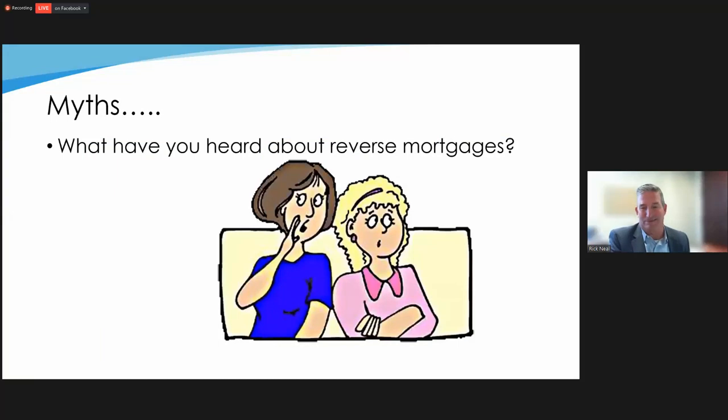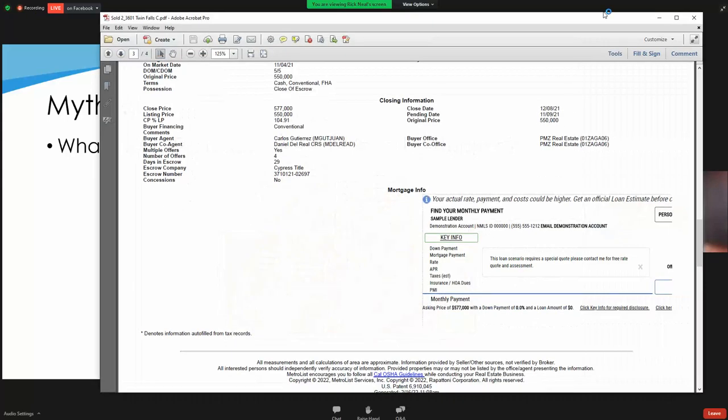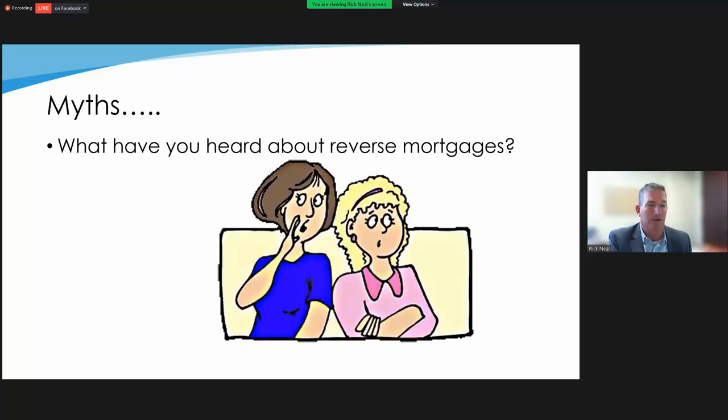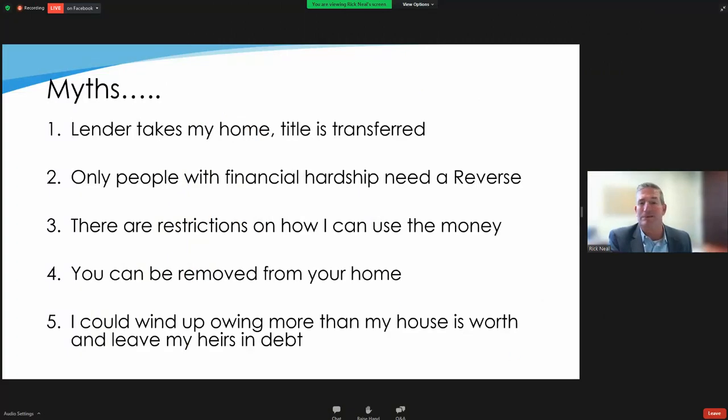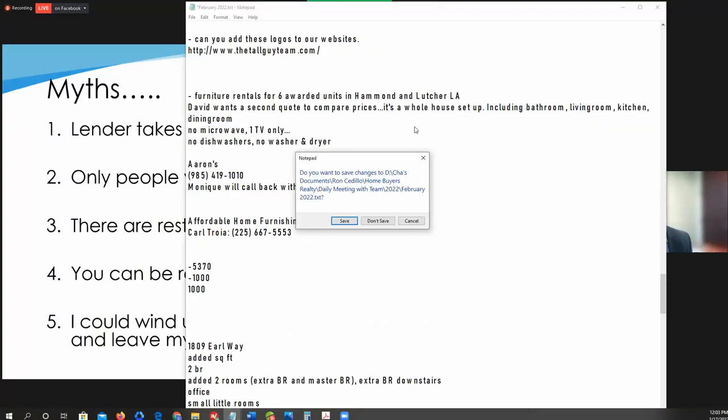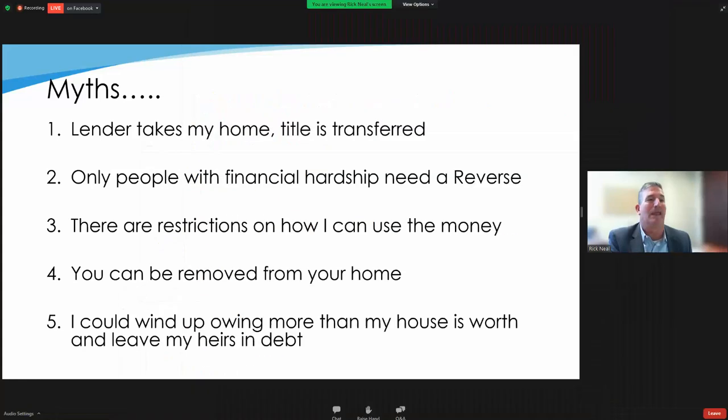So let's face it, reverse mortgages don't always have the greatest reputation in many people's eyes, and much of this is due to myths that have been passed on, most often by those who don't understand the product. So let's take a look at a few of these myths. So number one, the lender takes my home and title is transferred. Absolutely not. The borrower is always on title and retains full ownership and can sell at any time.